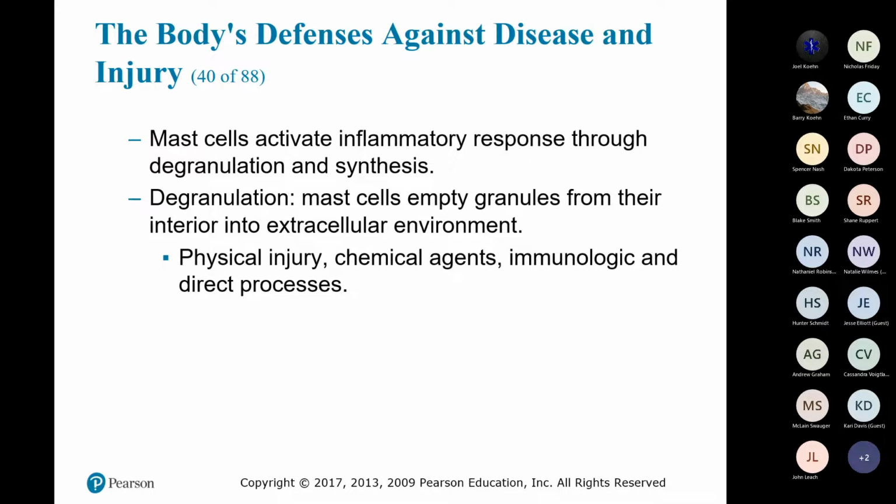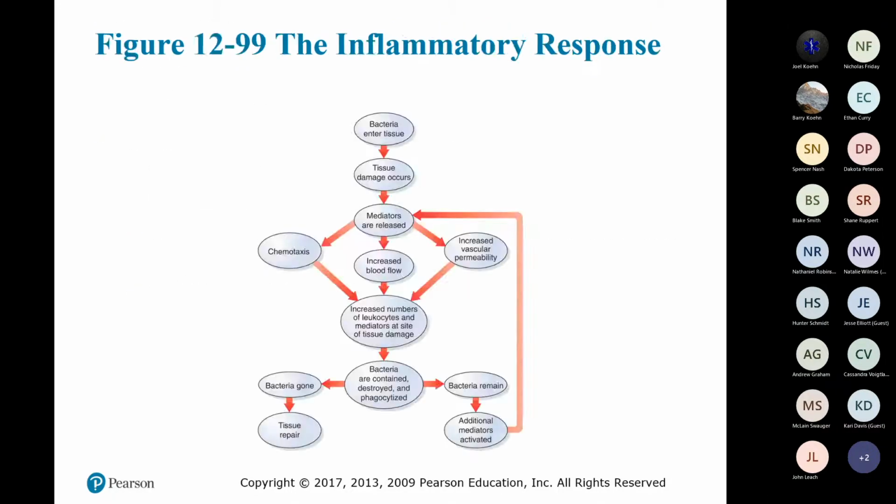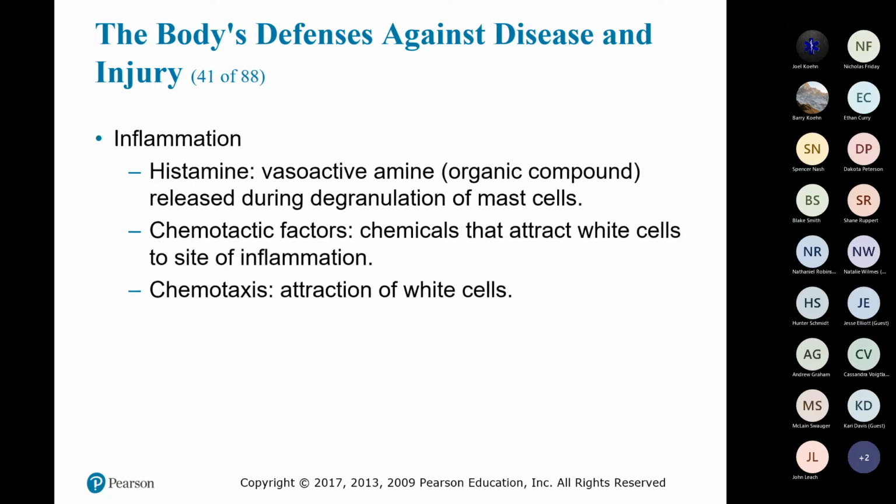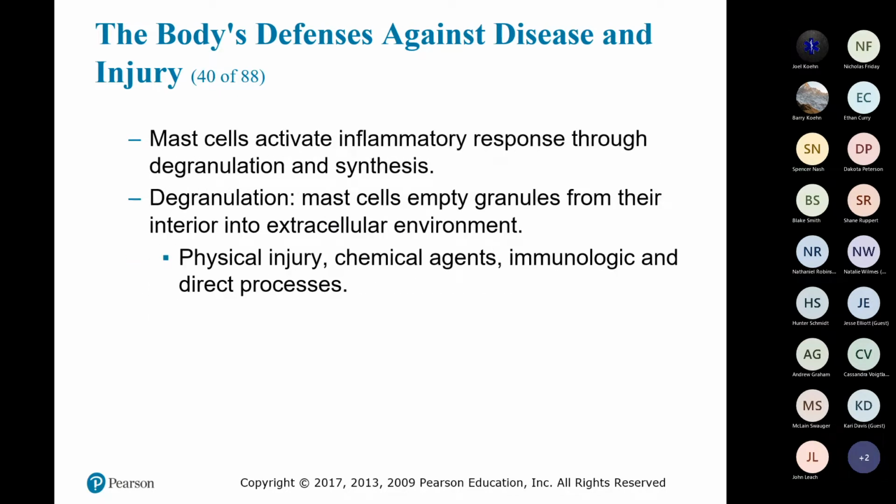So when they degranulate, think of this bag of rice. It empties its contents into the environment outside of blood vessels, and it looks for certain things such as physical injury to the body, chemical responses, immunologic responses such as an allergy, or any direct processes that the body is trying to fight off at that point. So mast cells are essentially something to help identify that we have an issue, right? And then they degranulate, they identify the issue, and they kick in the inflammatory response system.